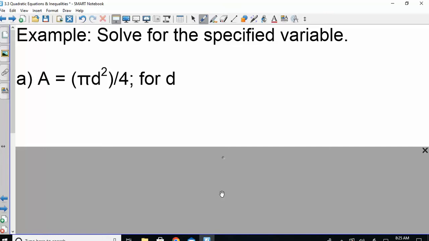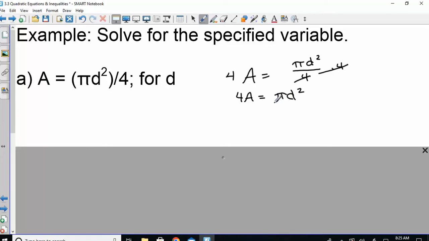Okay. I want to solve this for D. So this is what you did. Get it by itself. A equals pi D squared over 4. So if I want you to solve for D, we have to get D by itself. What would you do? Times everything by 4, then divide by pi.